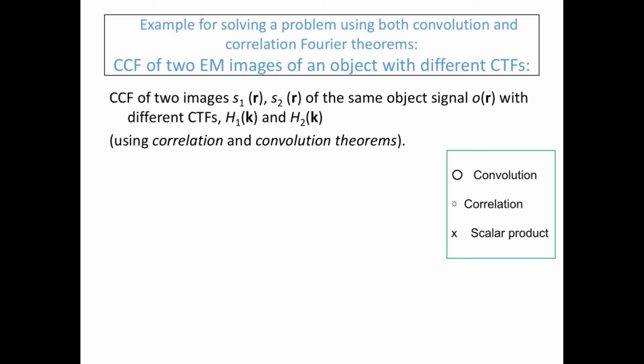Okay, so I just wanted to show you how we can use this kind of arithmetic in order to solve a problem which seems very complicated. It's a problem using both convolution and correlation Fourier theorems. And that's the cross correlation of two EM images of an object with different contrast transfer functions. So now we have S1 and S2 of the same object signal and two different CTFs, H1 of k and H2 of k.